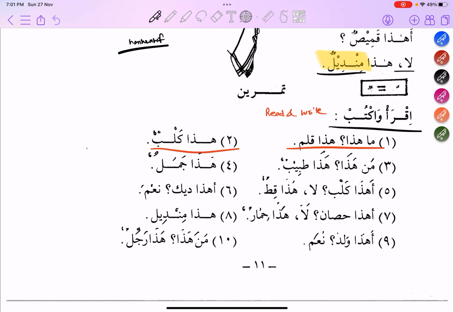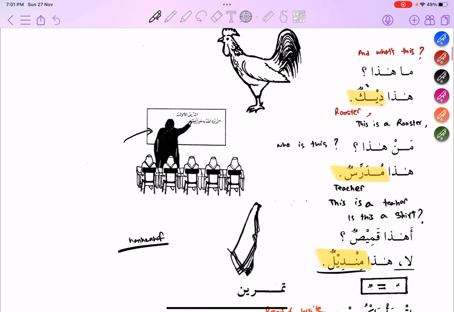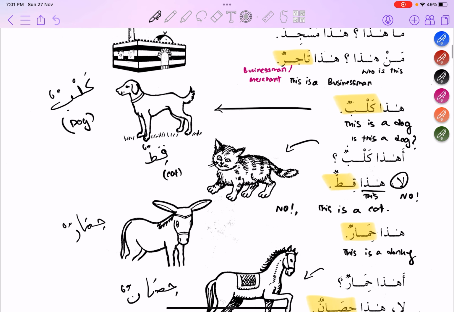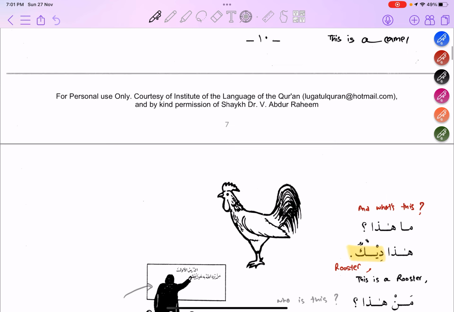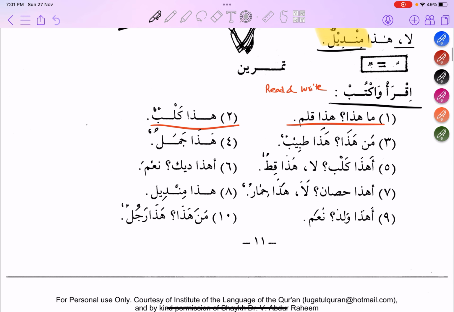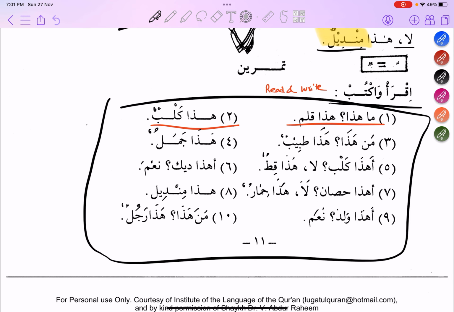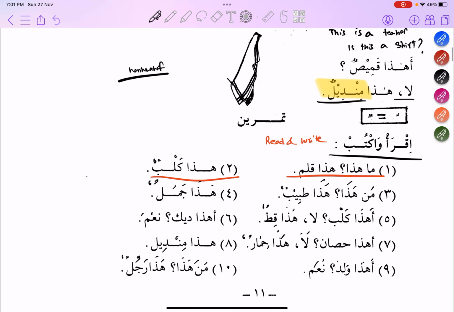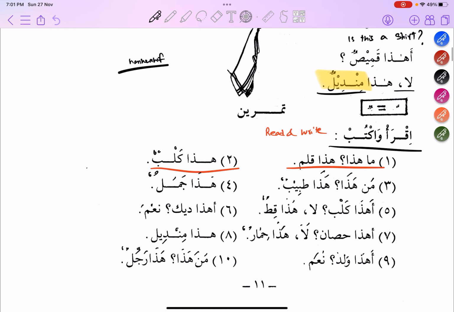So this is the end for درس الأول, the first lesson. Do memorize these words over here because they are very important. Most of the words are new here, so you should memorize them and read this exercise over here, اقرأ واكتب. And then from the next video, inshallah ta'ala, we're going to be starting the second dars, inshallah ta'ala.